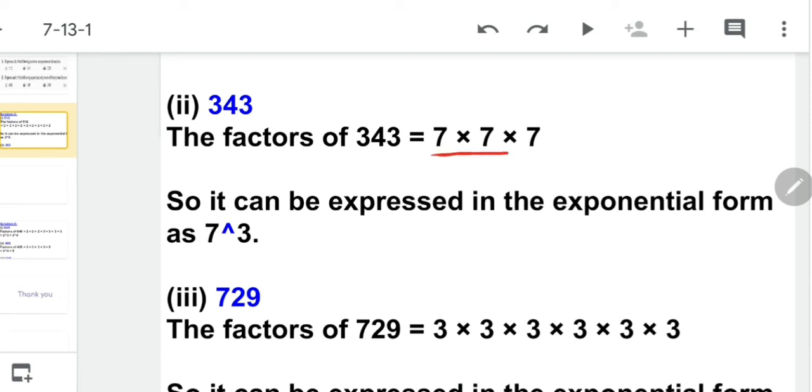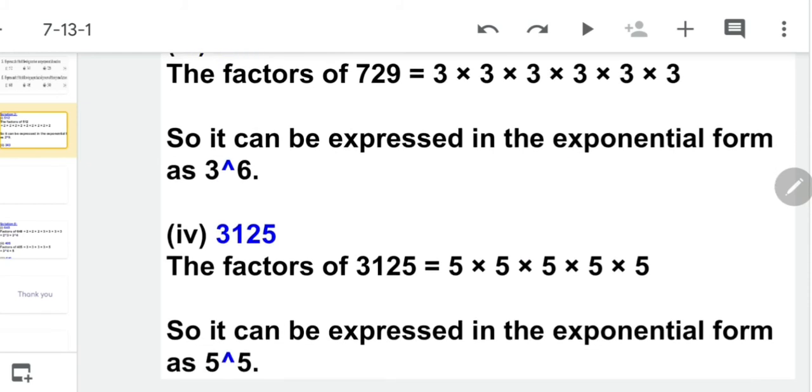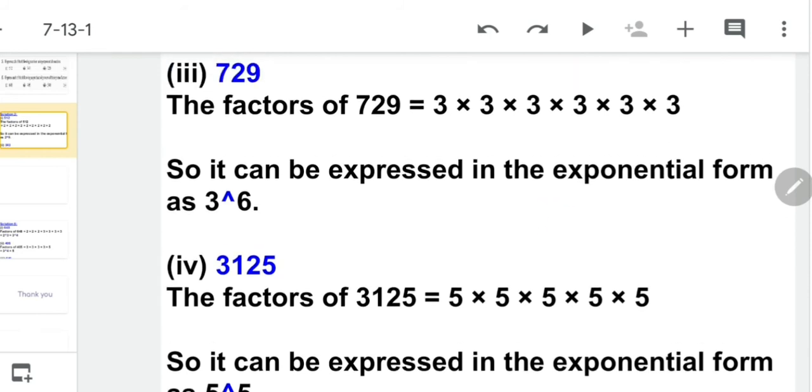So instead of writing 7 multiplying with 7, we can write it in its exponential form, that is 7 having power 3. Okay. Now class, the same thing you have to do with all the other parts. Okay. What you have to do? You have to do just prime factorization for all the other parts. You can see the third and fourth part also.